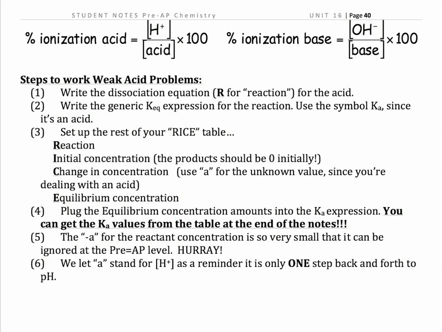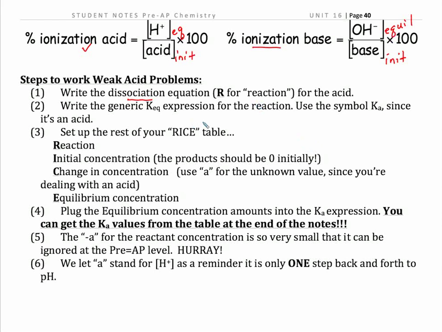Now, this is the formula. You would take the H plus at equilibrium and divide it by the acid initially times 100 gives you your percent ionization of an acid. You take the hydroxide at equilibrium over your initial base, because this tells you what part of your whole was ionized or dissociated. Okay, so we're using ionization and dissociation interchangeably here.